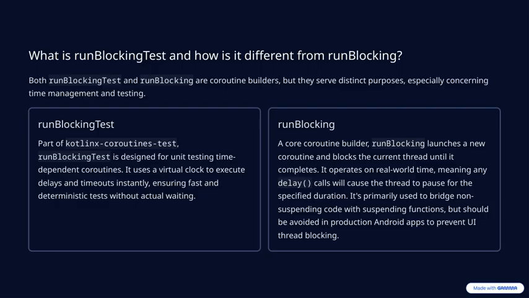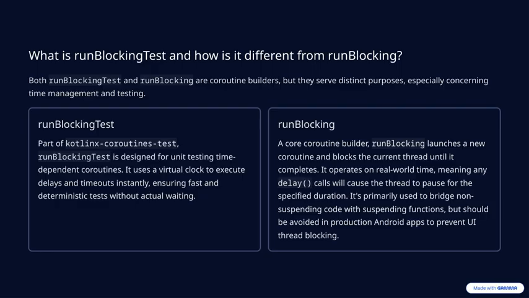On the other hand, runBlocking is a core coroutine builder that's used in regular code. It launches a new coroutine and blocks the current thread until everything inside that coroutine completes. It works with real-world time, so if your code calls delay, the thread actually pauses for that duration. This is useful when you need to bridge non-suspending code with suspending functions, like during startup or setup in apps.